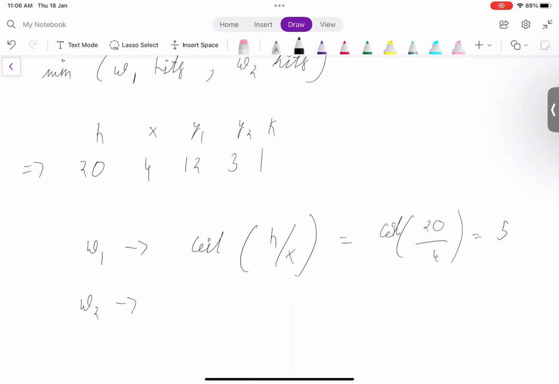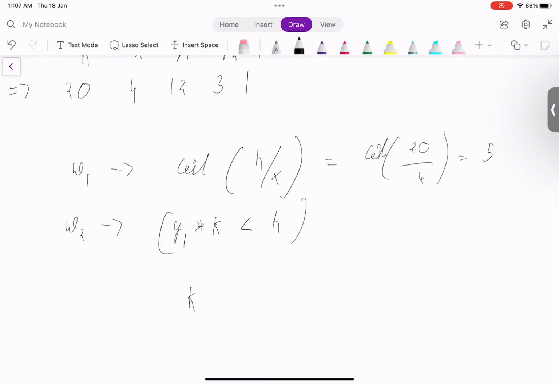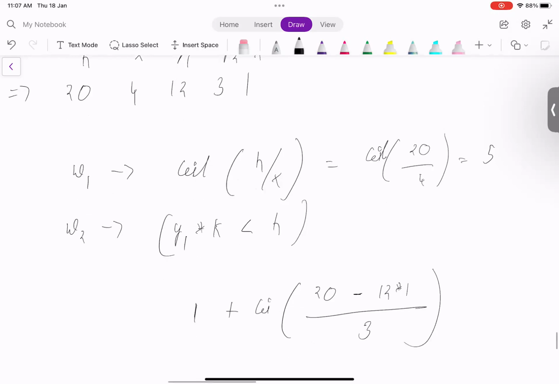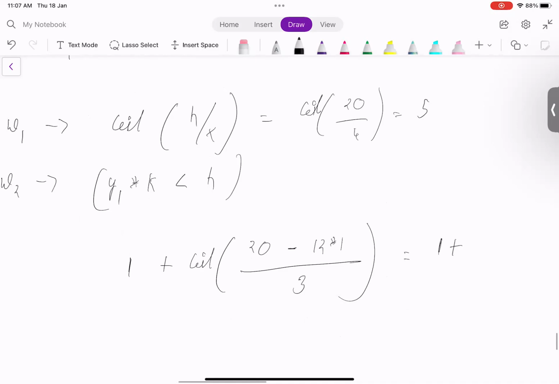If we look at Y1 into K, that is not greater than H. So that means it belongs to the following case: Y1 into K is less than H. Because of this, we know for sure we need to perform K rounds, plus the leftover health. Here K is 1. We'll directly take the values: 1 plus the leftover health, 20 minus 12 into 1, by Y2 which is 3, ceil of it. If you look, the above part will be 8, so it is 1 plus 3, which is 4.